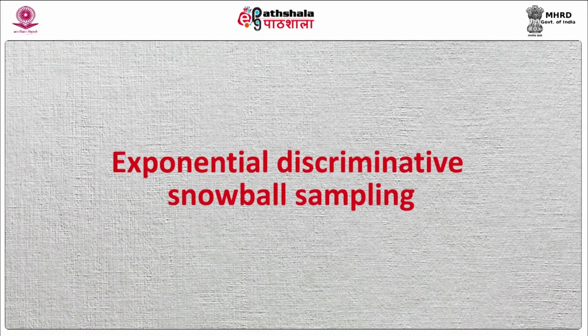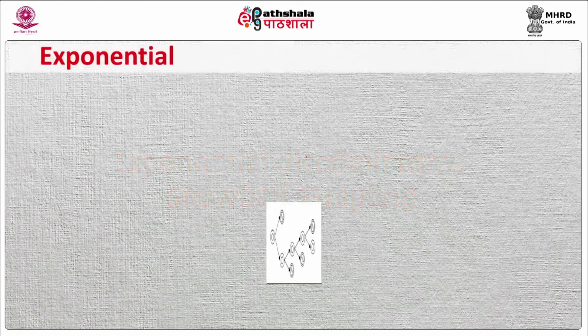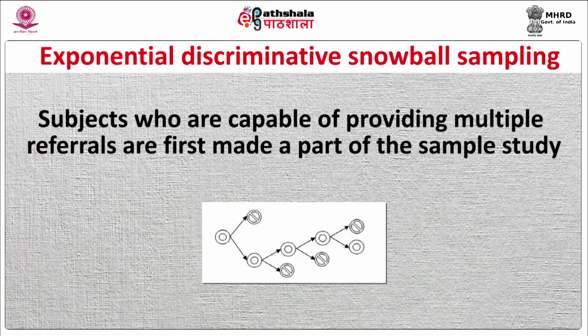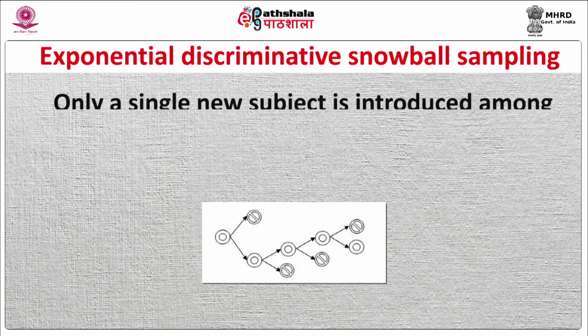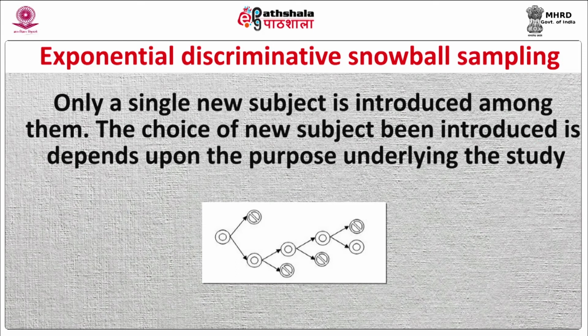Then there is exponential discriminative snowball sampling. Subjects who are capable of providing multiple referrals are first made a part of the sample study. Only a single new subject is introduced among them. The choice of the new subject being introduced depends upon the purpose underlying the study.